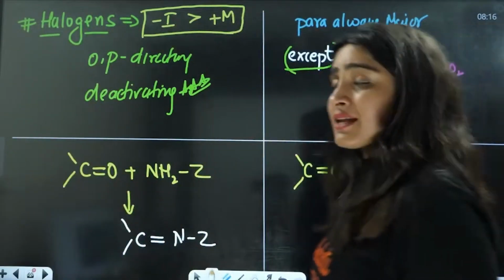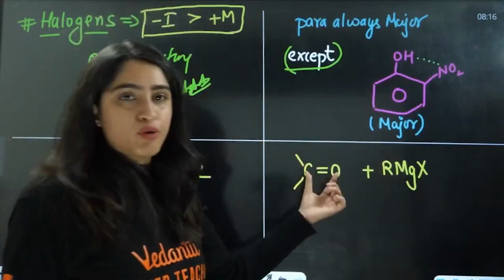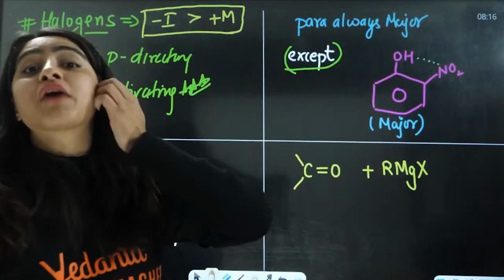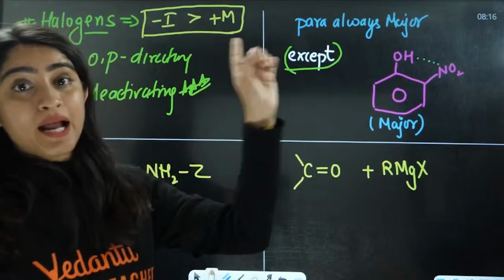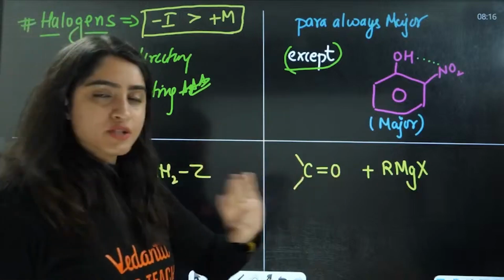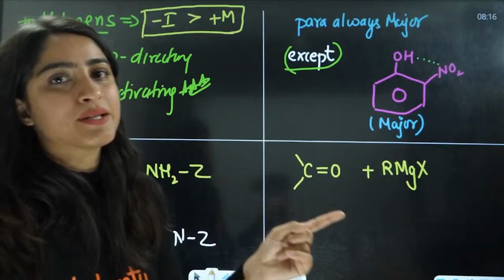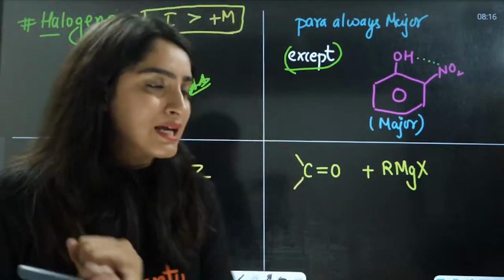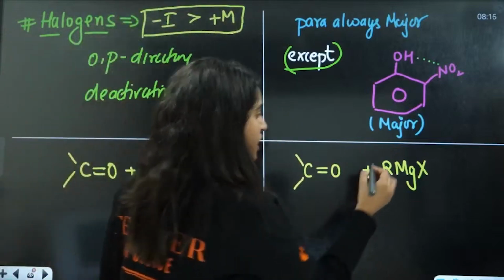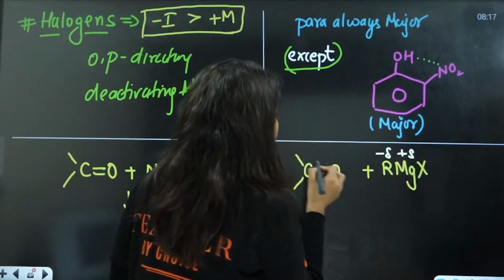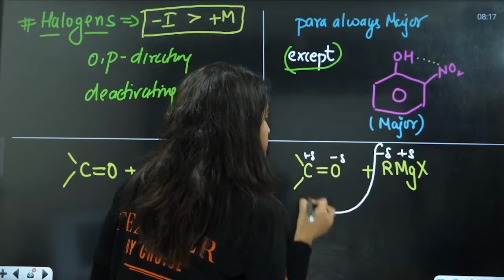Now this reaction is also very important. If you have a carbonyl carbon and you have carbon dioxide, carbon dioxide is also asked. Same method will be used. In case of carbon dioxide, you will have the formation of carboxylic acid, right? What will happen here? This is negative, this is positive, this is positive, this is negative. It is going to attack here.